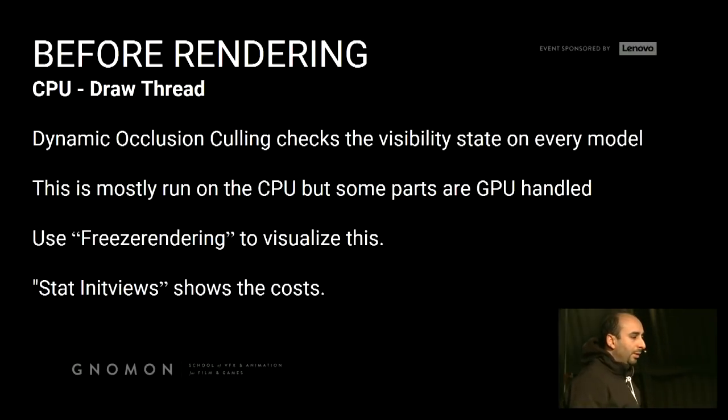So the final approach, which is similar to the previous one, the main difference is that it considers dynamic objects. If we have objects that are animated or moving within our level, this approach will be able to calculate the visibility for them and include them in the rendering list.